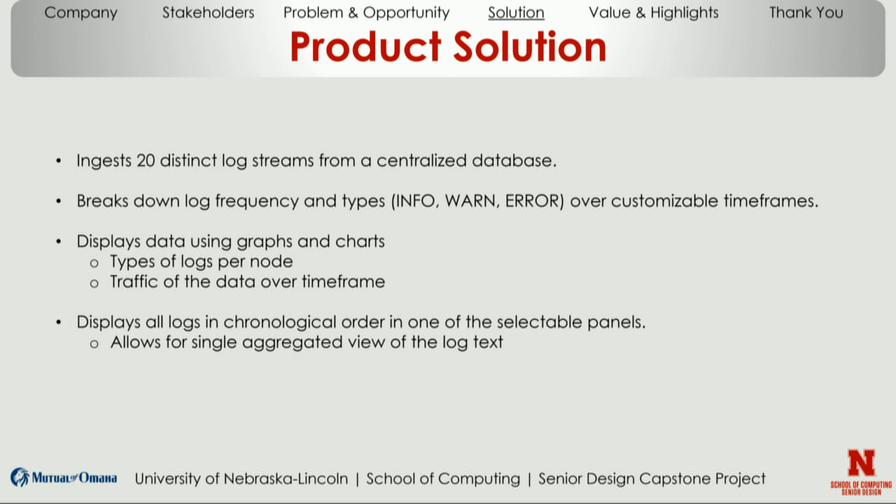Thank you, Logan. So our product ingests about 20 distinct log streams, spanning over 6 servers, and each server hosting 3 individual nodes from our centralized database system. The logs are being broken down into 3 core types: information, warning, and error. And their frequencies can be visualized using a pie chart and a line graph. And that's also customizable through the time frame. And we also provide a chronological raw logs panel that Mutual of Omaha developers are already familiar with. This makes the process effective and finding any issues efficiently.